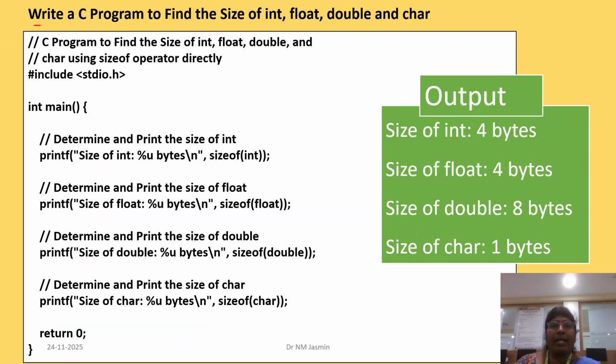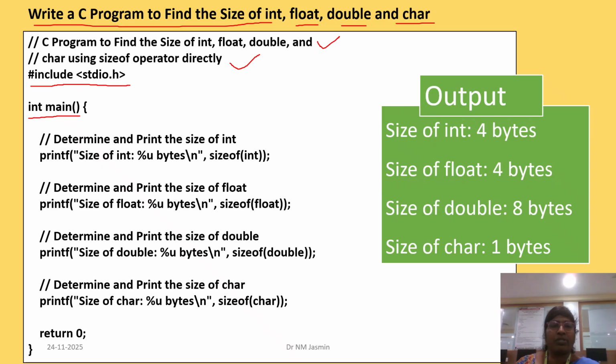The next program is to write a C program to find the size of int, float, double, and character. These comments are not mandatory. I have given these comments only to help understanding. If you want, you can have them, otherwise just ignore them at the time of execution. First, start your program with hash include stdio.h for the input output library functions. Int main is the main function.